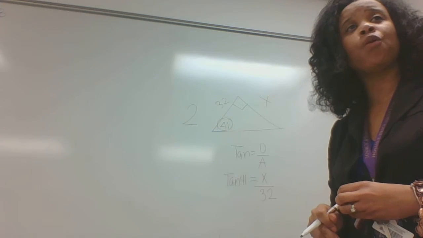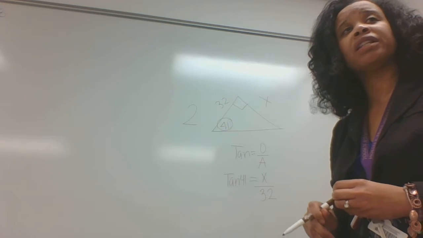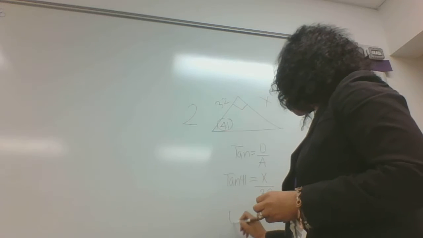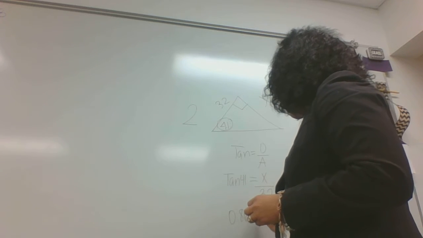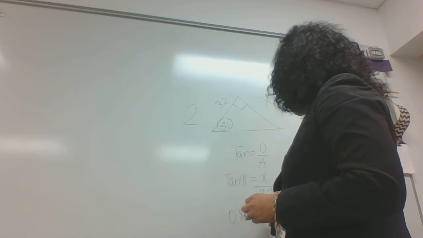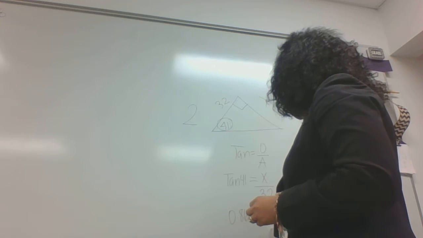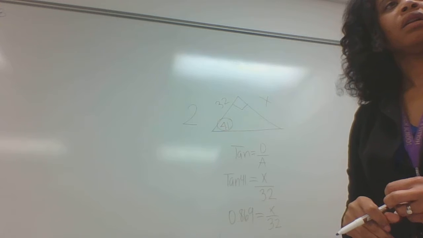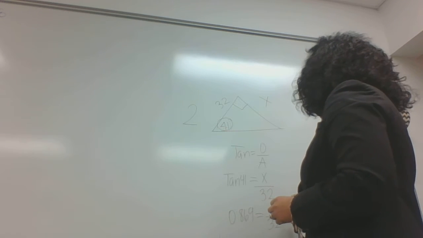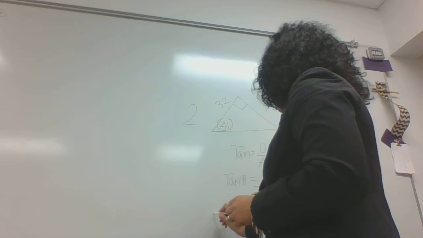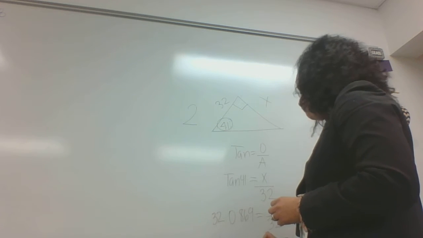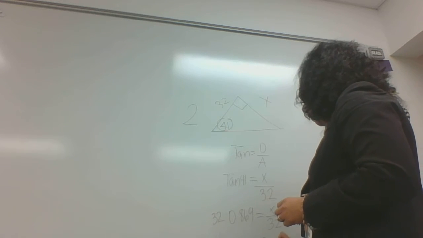So what am I going to do? Find the tangent of 41 degrees. What is the tangent of 41 degrees? 0.869 equals x over 32. Now what am I going to do? Multiply by 32 on both sides. And x is going to equal what? 27.8.